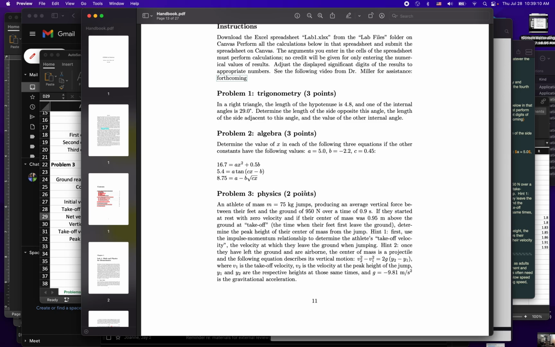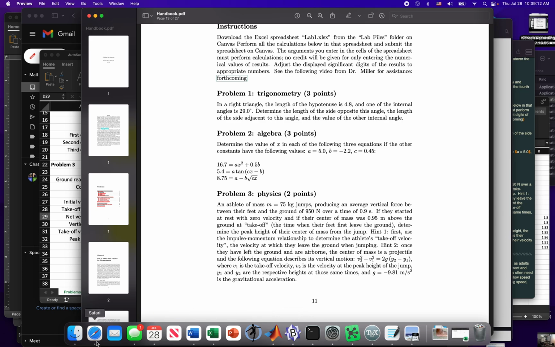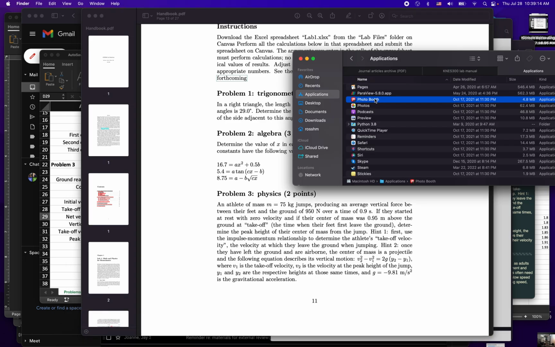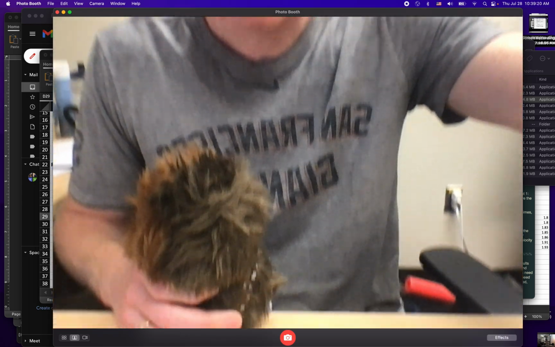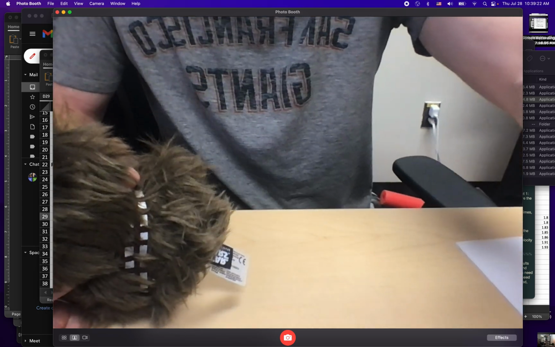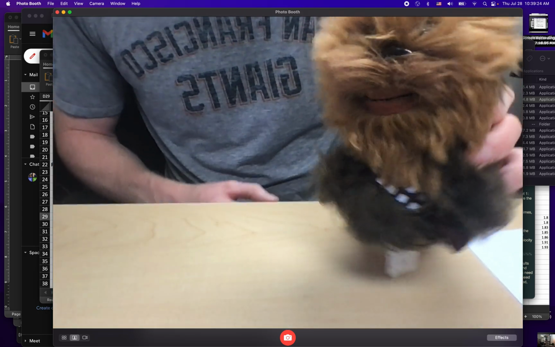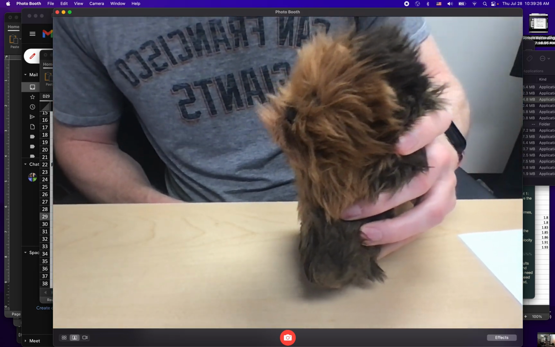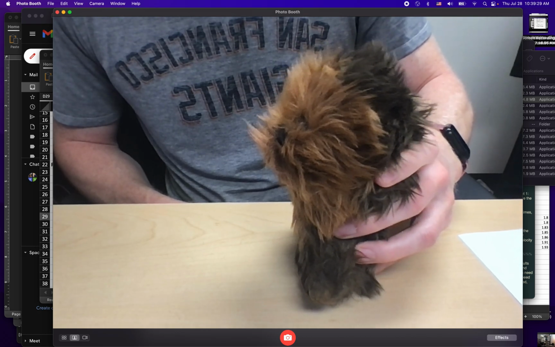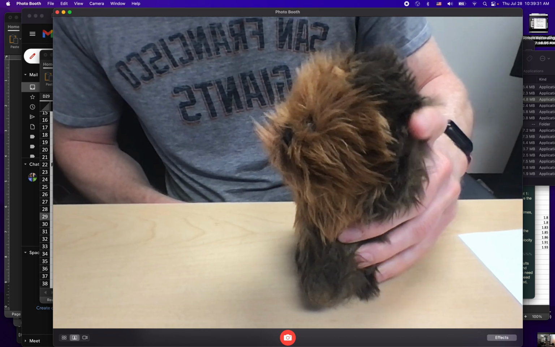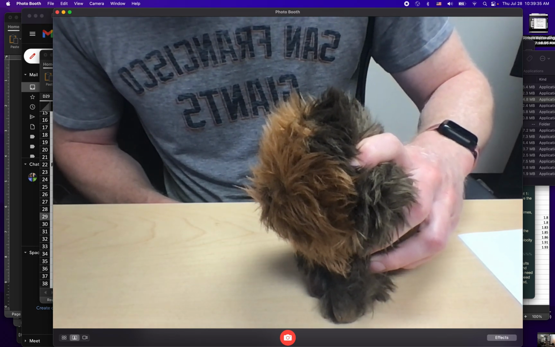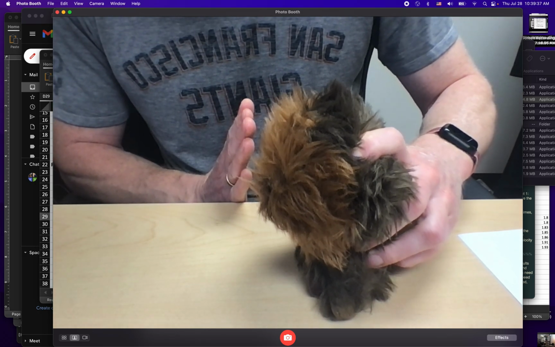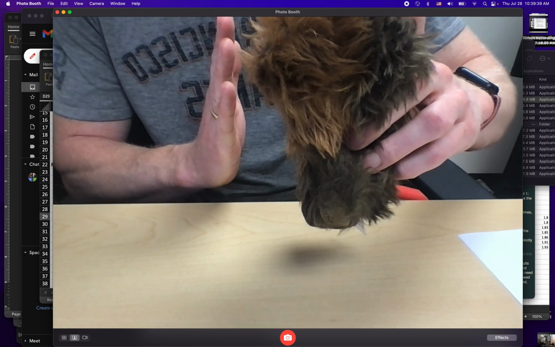Okay, this is a jumping problem, and like I said, I'm a visual person, so I like to see examples of these things visually when we can. So I'll pull up my photo booth here and demonstrate this. My little Chewbacca doll here is going to be my jumper, and this is a case where he's standing still, straight upright, and then he's going to press his feet into the ground and generate a force against the ground with his feet that's going to propel him upwards against gravity.